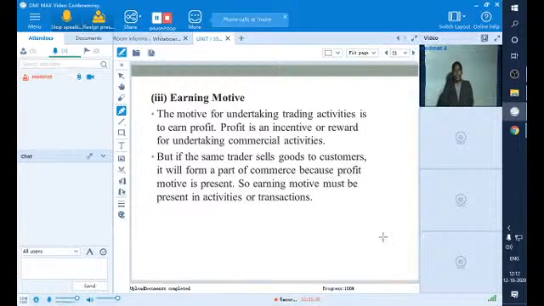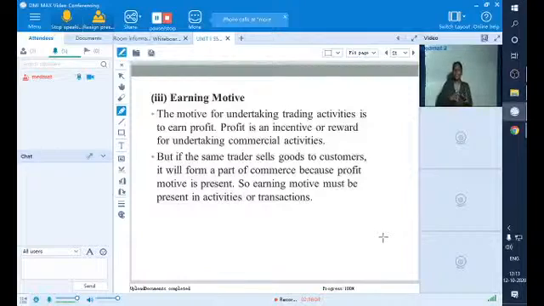Next thing, earning motive. The motive for undertaking trading activities is to earn profit. Profit is an incentive, otherwise we can say it is a reward. Profit is an incentive, or a reward, for undertaking the commercial activity. If you are doing a commercial activity, you will get a reward and an incentive. This is what we call profit, the incentive and reward that you get for doing a commercial activity.